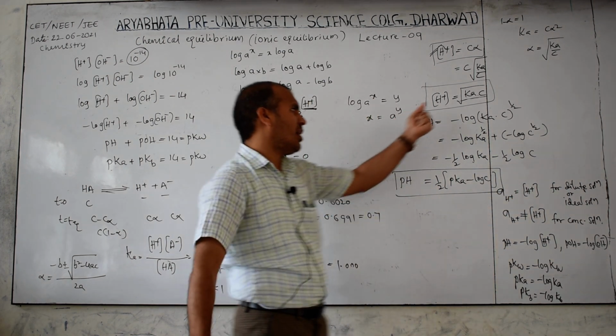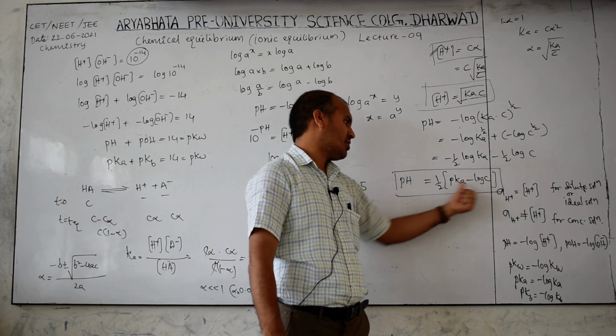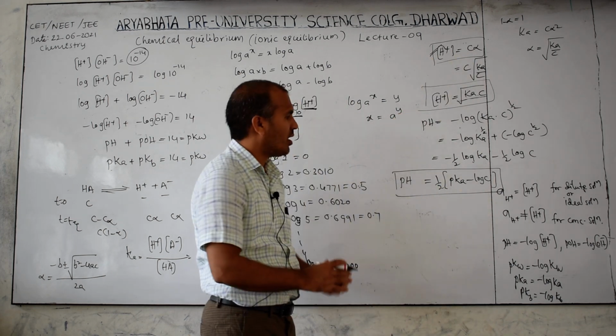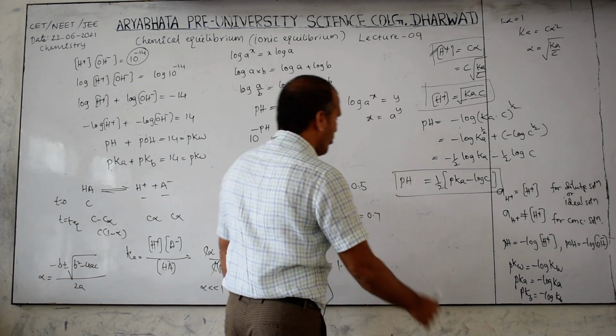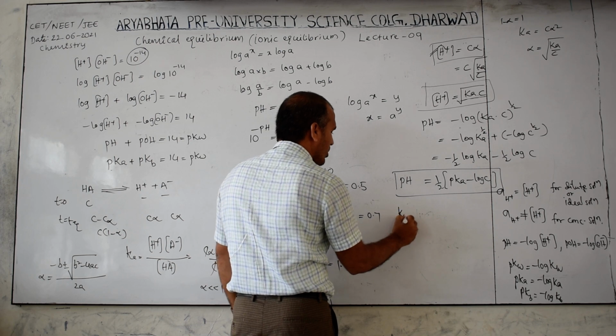Now, when Ka and concentration are given, use this formula. When pKa and concentration are given, use this formula. When alpha and concentration are given, use this formula. The same is applicable for a weak base, so I am directly giving the formulas. For a weak base, it is Kb.